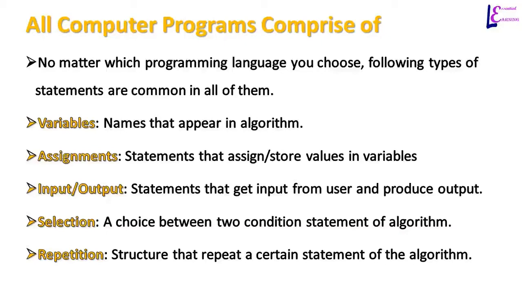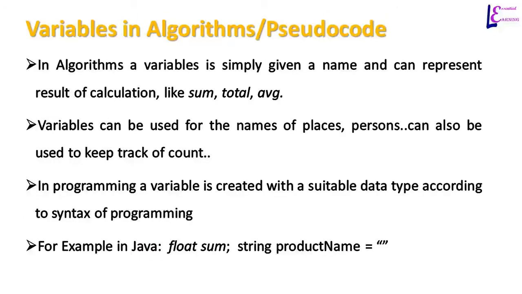And the fifth and last element in pseudocode or any computer program is repetition. Repetitions allow us to repeat an instruction in pseudocode or a computer program a certain number of times based on some condition. Variables in algorithms, as discussed previously, represent a specific content like the result of a calculation, like sum, total, average. They also represent names of places or can be used to keep track of the count for the statements that will repeat, also known as a counter variable.